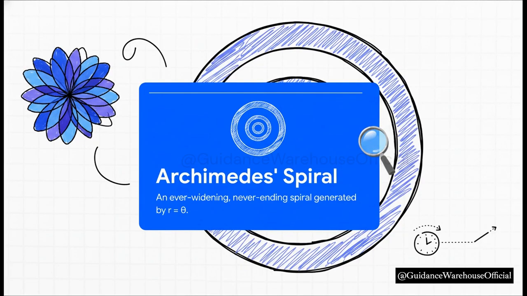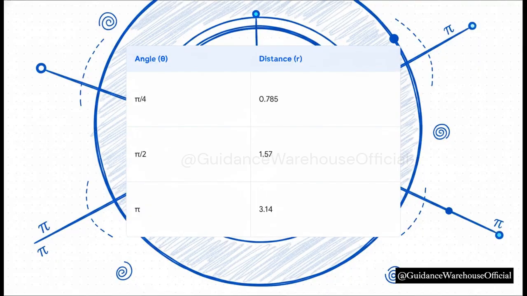Finally, we swing from complex petals back to the ultimate brilliant simplicity of the real world, the Archimedes spiral. Discovered over 2 millennia ago, the formula is quite literally just r equals theta. That is it. As the angle theta increases, the distance r increases at the exact same constant rate, producing an ever-widening infinite spiral. Let's make this even easier by looking directly at the data.